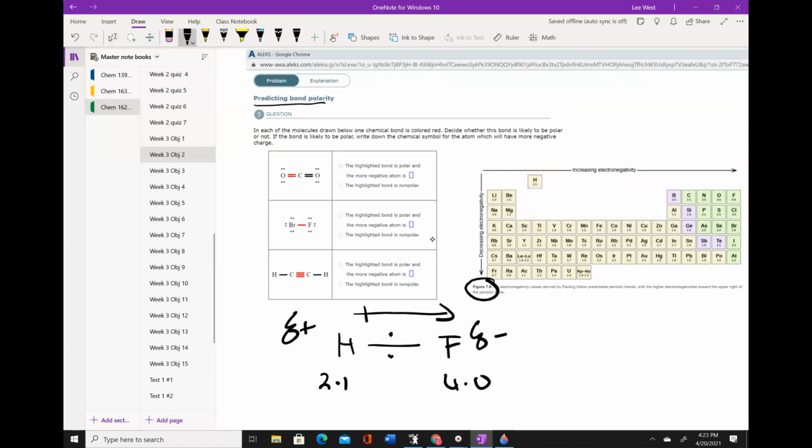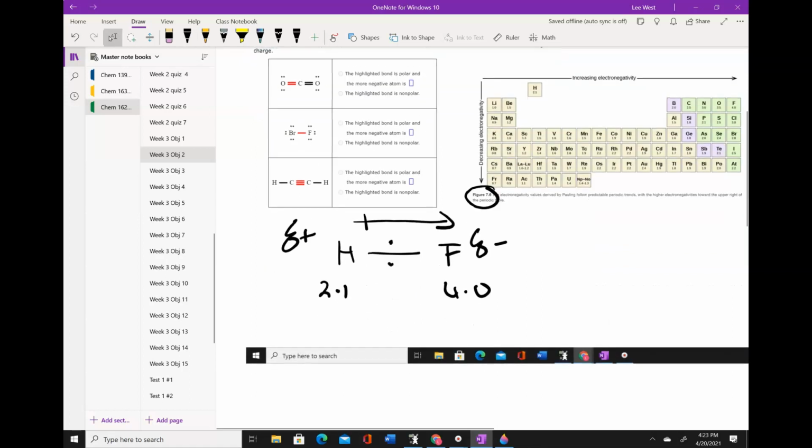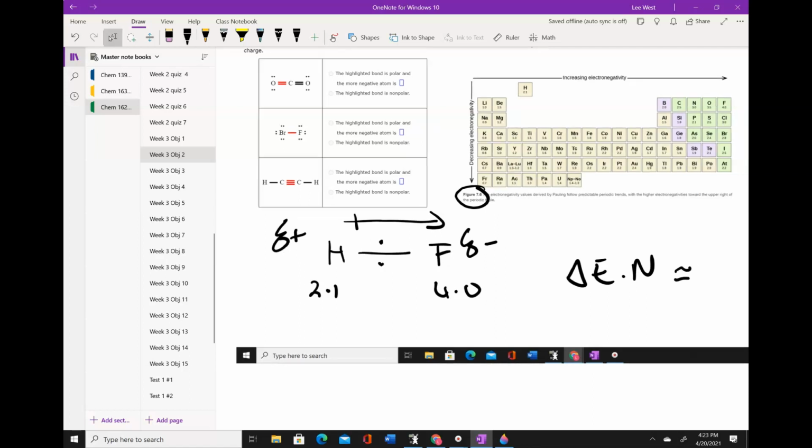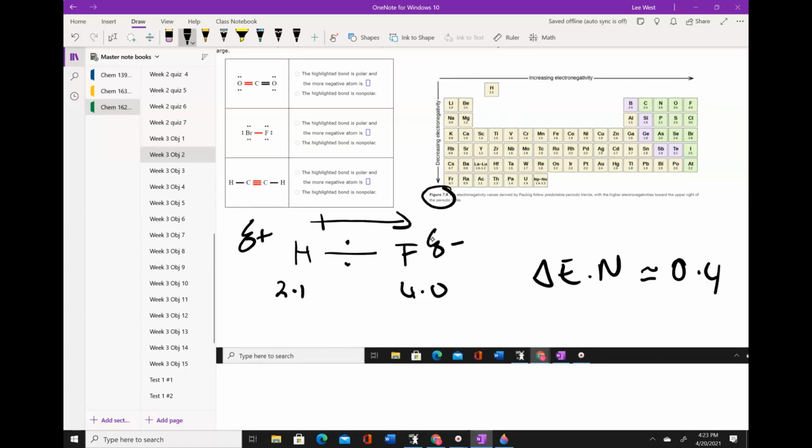It says in each of the molecules drawn below, one chemical bond is colored red. Decide whether this bond is likely to be polar or not. Our cutoff for polar is a difference in electronegativity of about 0.4. The consequences of your bond being polar will affect the compound's properties. But if there is any difference in electronegativity, that bond will be polar to some extent.